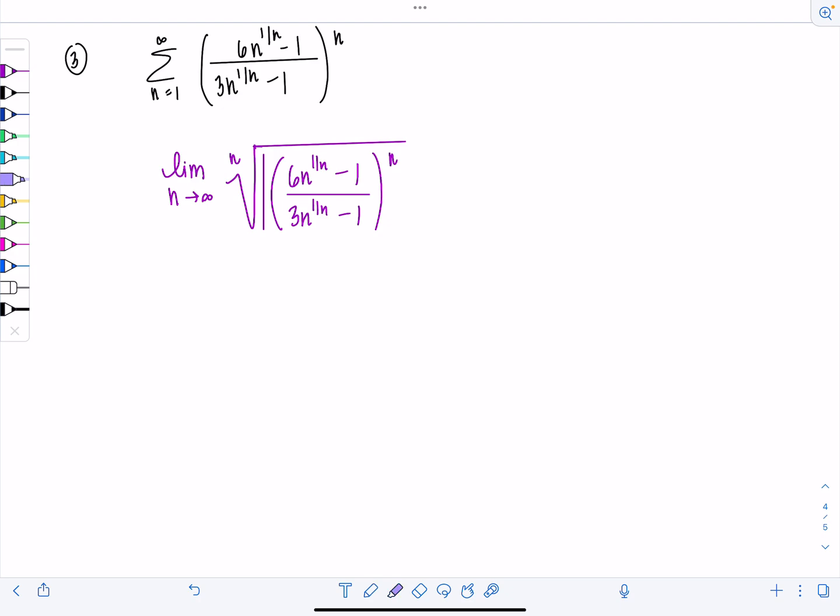Okay, as we discussed, taking the nth root is the same as raising a quantity to the 1 over n. So these can just cancel out if you want to write it out that way. And I'm not going to keep writing the absolute value bars because everything's going to be positive. So we've got the limit as n approaches infinity of (6n^(1/n) - 1) over (3n^(1/n) - 1).